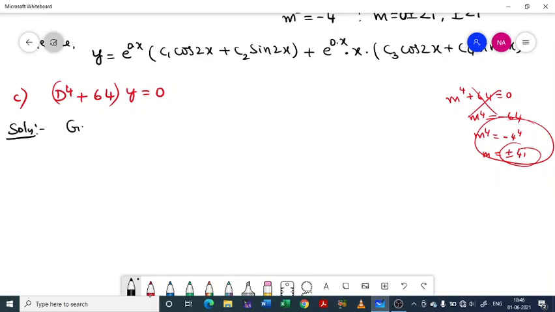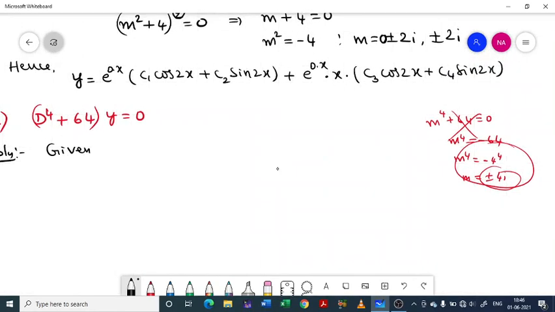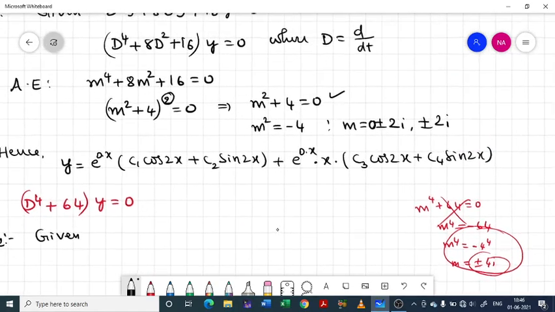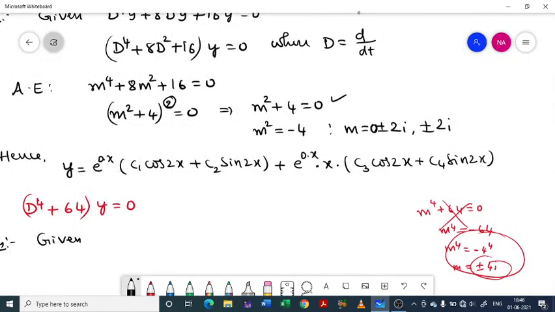So given m power 4, oh yes, the previous problem, even I forgot to write it properly. Sorry. See, here I should not write x because the independent variable is t. That is the mistake I have done here. So it is e power 0 into t, this also t, and it should be t.